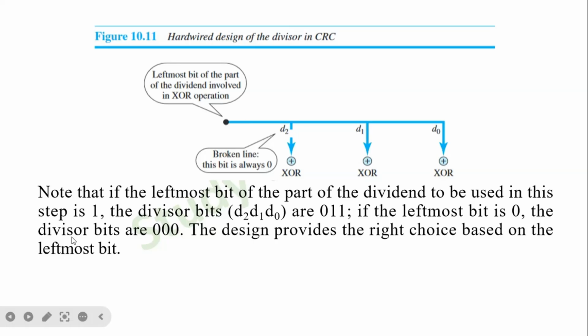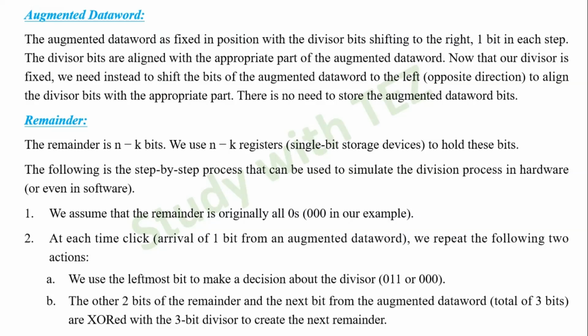If you notice, this is 0 both times, so we are keeping it as a broken line. It is always 0. But the rest two are fed. Either it will be 1 1 or 0 0 depending on the leftmost bit. But you will understand this better once I explain the diagram.